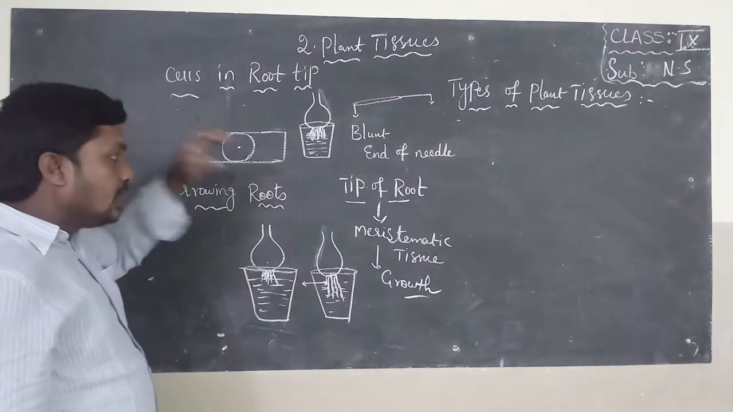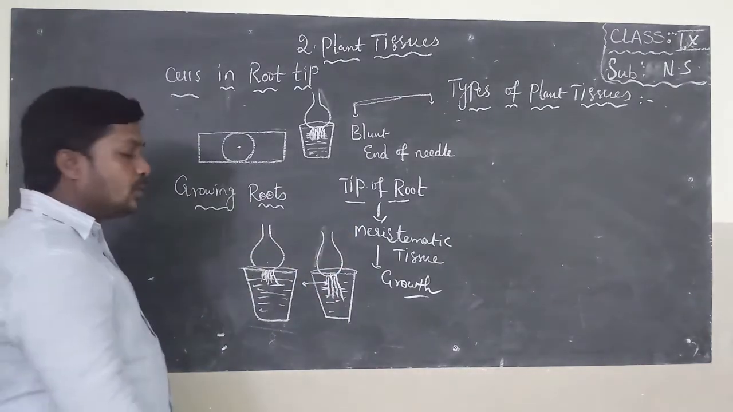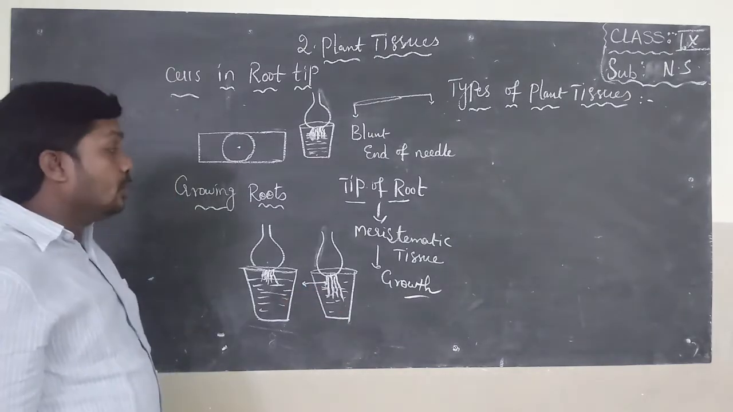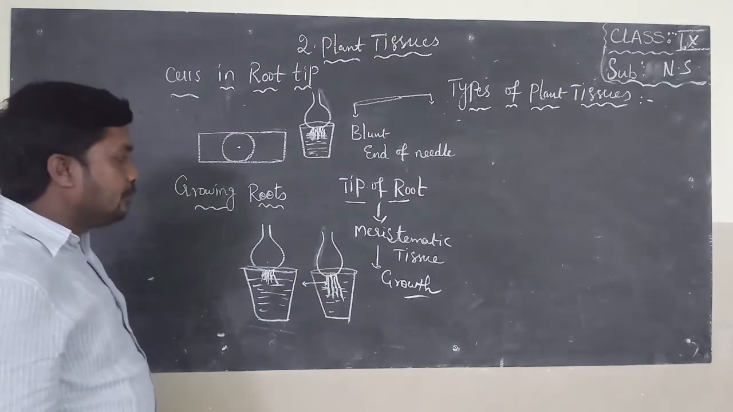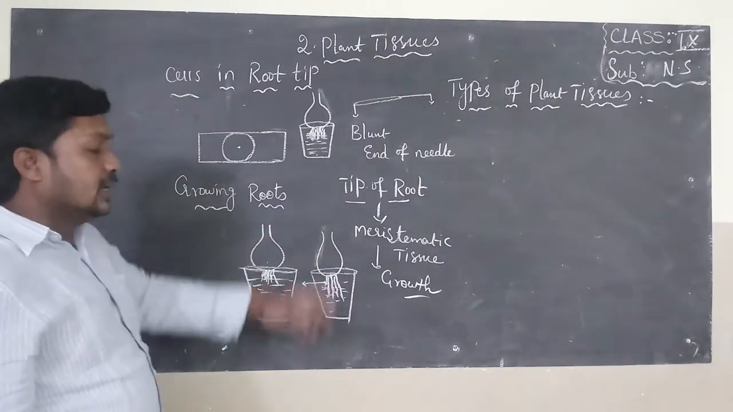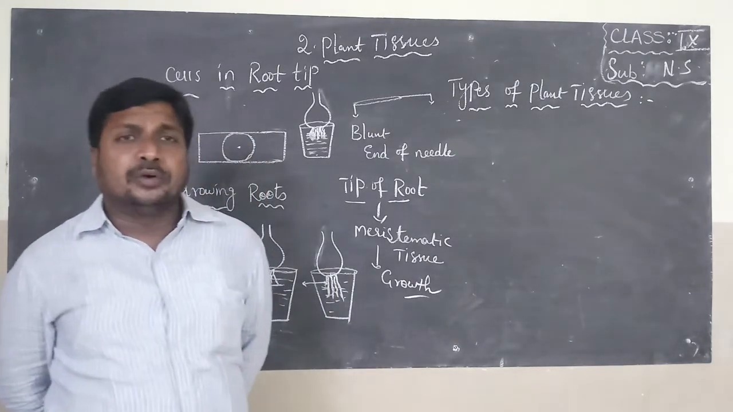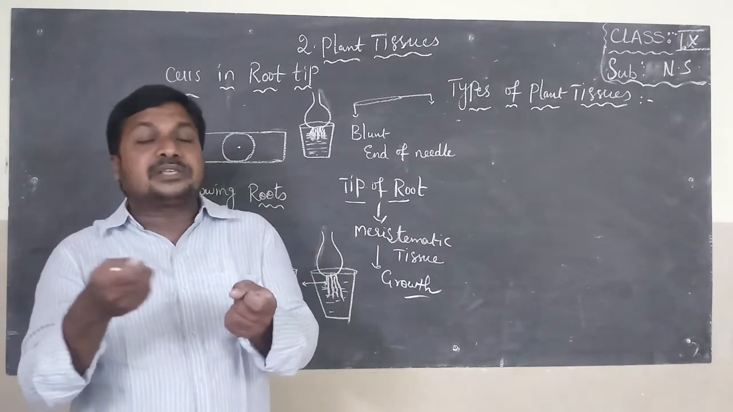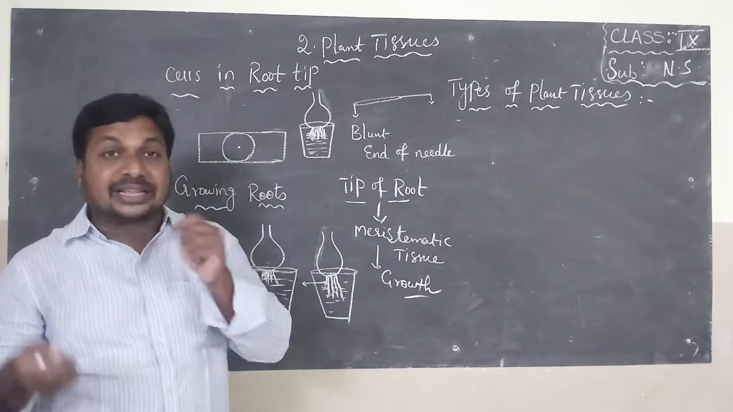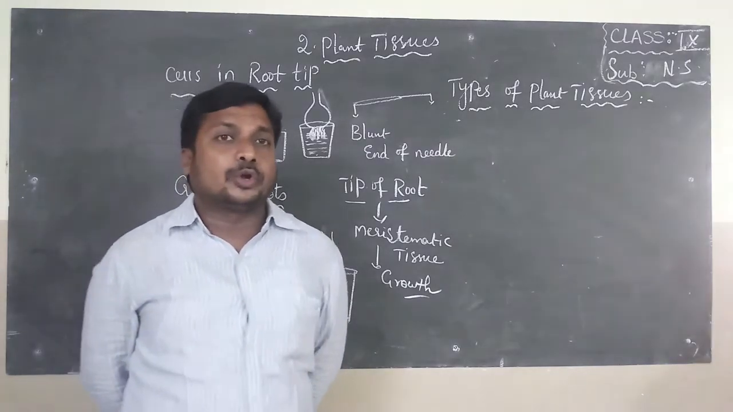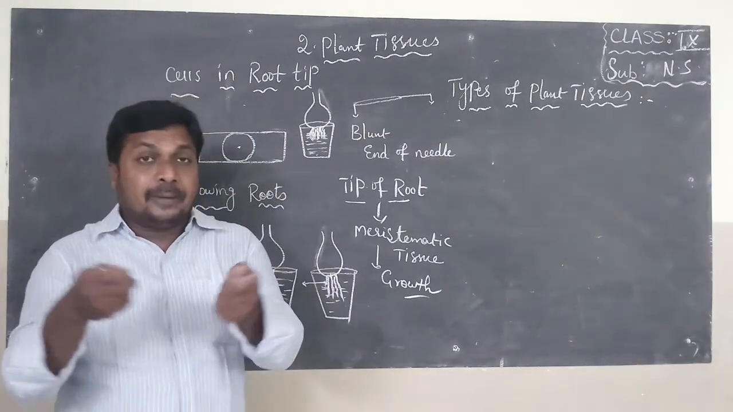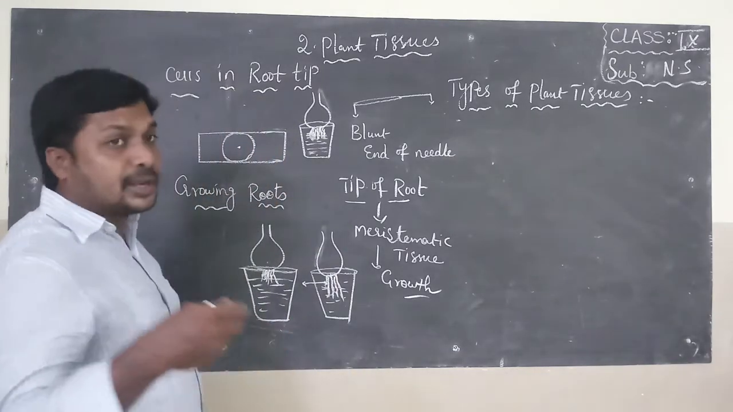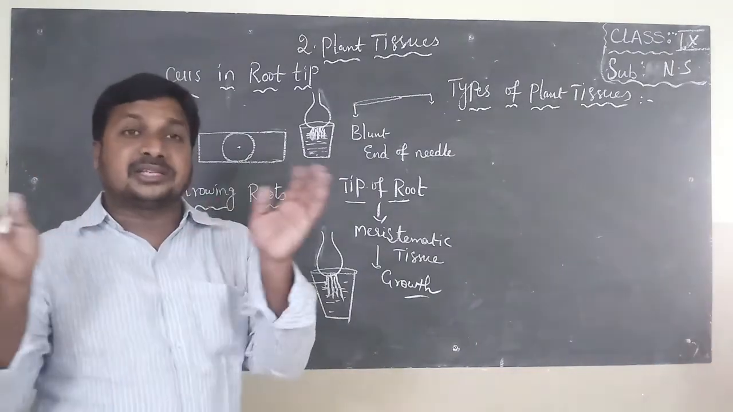Here we removed this tissue by cutting. That's why we cannot find any growth in this root, and we can find growth in the remaining roots, due to removal of meristematic tissue. So I will explain this with a simple example. When you go to a park, you will observe the gardener cutting the tips of some branches with a cutter, correct or not? What is the reason? When the tips of branches are removed, lateral branches will grow fast.